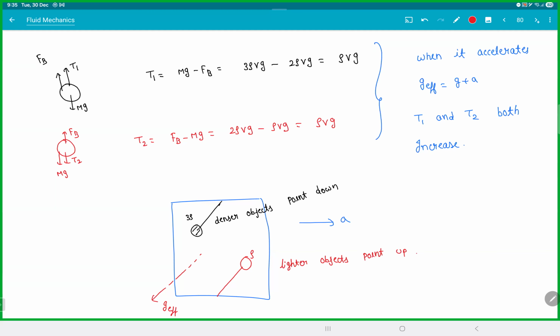Is that clear, everyone? So imagine you're sitting in a car and inside the car you have a helium balloon. If the car suddenly accelerates, the balloon will go which way? Front or back? If you have a helium balloon in a car and if you suddenly accelerate the car, the helium balloon will go which way? Front or back?